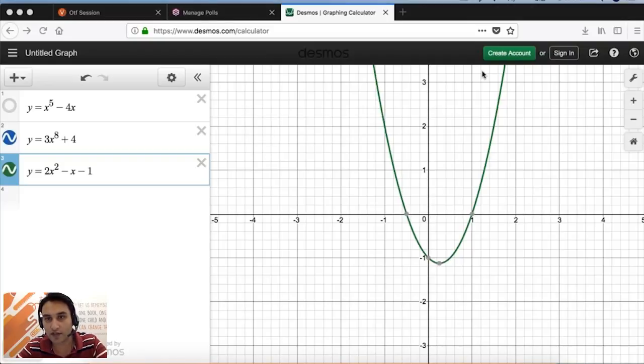Okay? Tushar is asking, how do I type the power? I use this symbol.